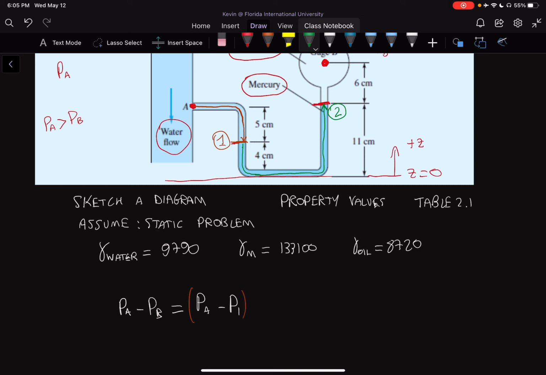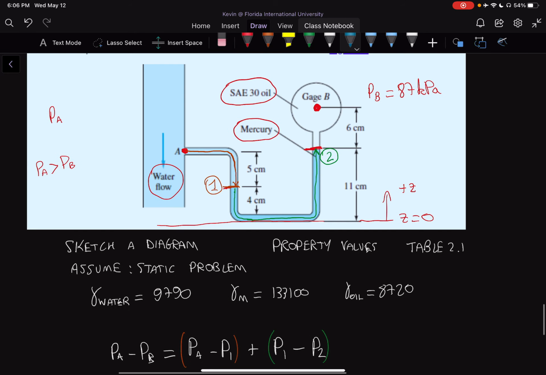So our next step is to write plus, so we have PA minus P1. Now we're going to have P1, so the first point, minus the second point, P1 minus P2. And I'll put green brackets around that one too so that we have it in green so it follows the color. And the third color I'm going to use is blue. So now we're at point 2 and we're not yet at gauge B.